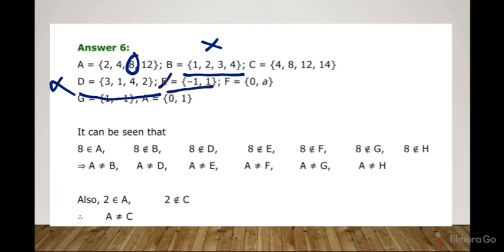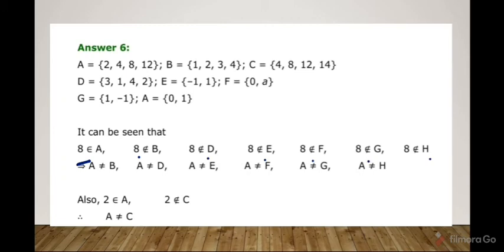8 does not belong to set E. 8 does not belong to set F. It does not belong to G. This one will be H, and it does not belong to H. So as you can see, 8 belongs to A, but it does not belong to B, D, E, F, G, H.